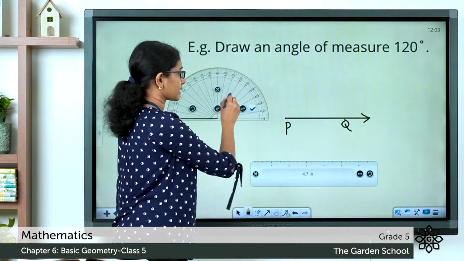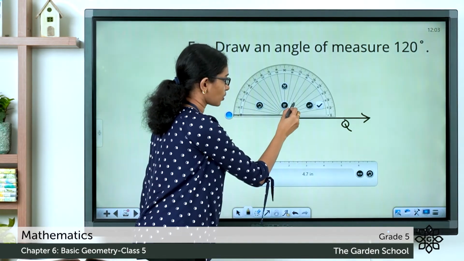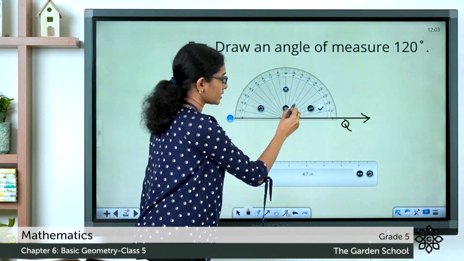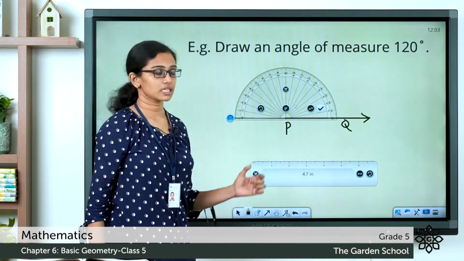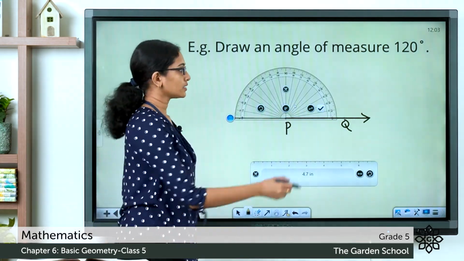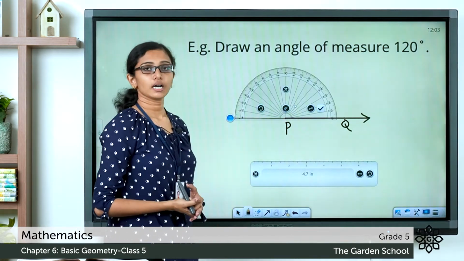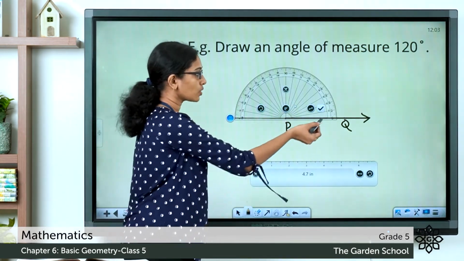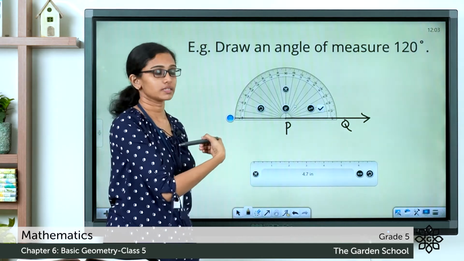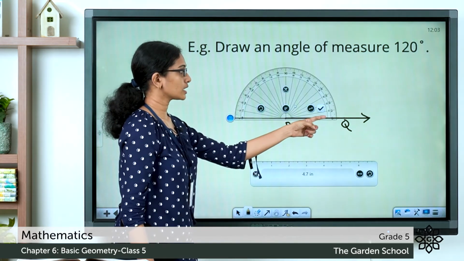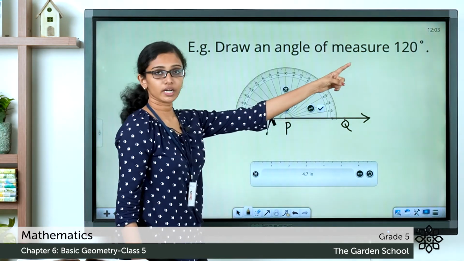Now place the protractor properly. The center should coincide with the point P, the starting point, and the baseline coincides with the ray PQ. Now take the measurement. Since the arrow or the lower arm of the ray is pointed towards the right, we are going to take the inner scale of the protractor. So start counting from 0 degree. We have to measure 120 degrees.